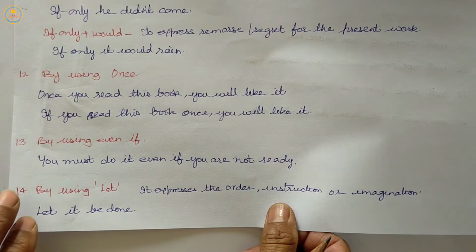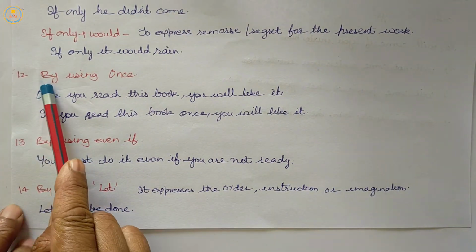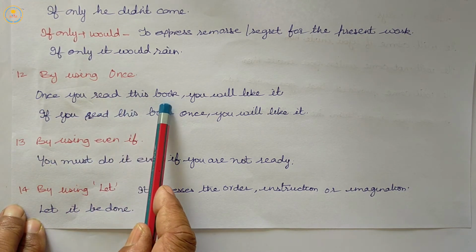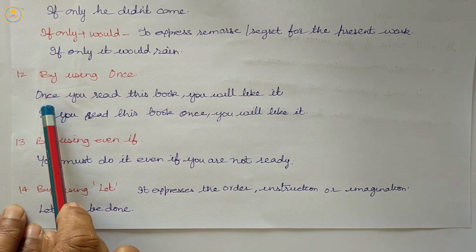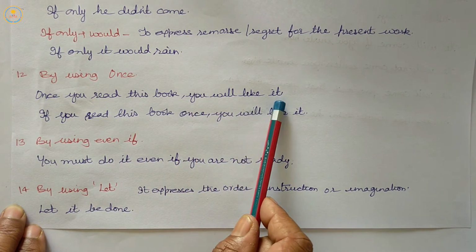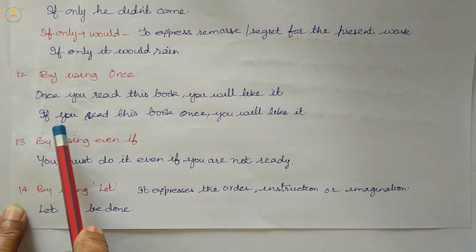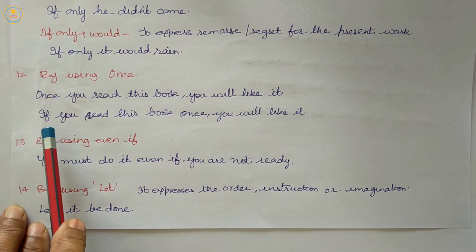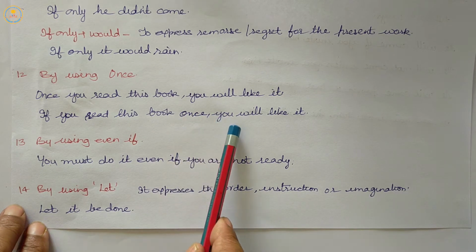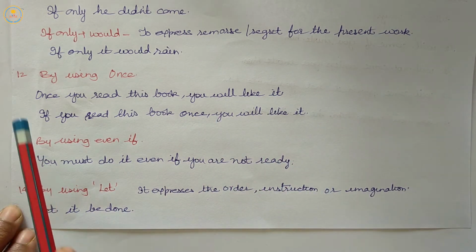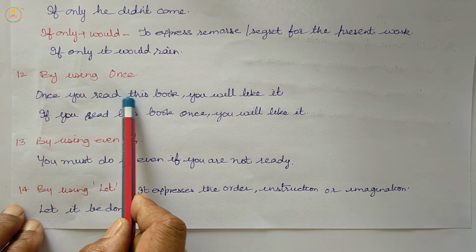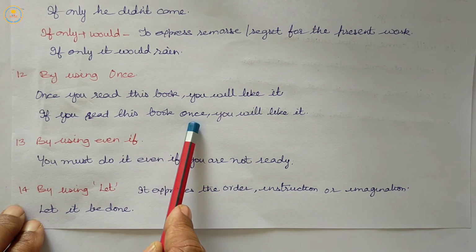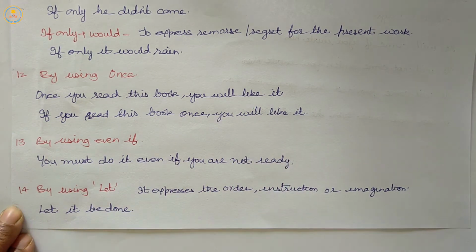Our next use is by using once. Once you read this book, you will like it. If you read this book once, you will like it. So, by using once: once you read this book, you will like it, or if you read this book once, you will like it.